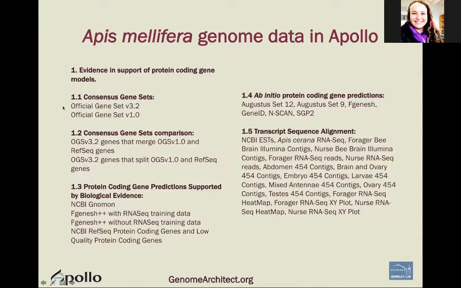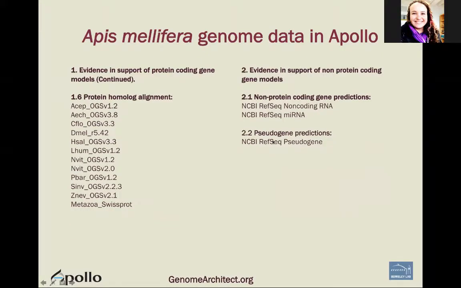There are several other lines of evidence. For example, there are some forager RNA-seq reads as well as nurse RNA-seq reads, which will become useful in this example as well. Those are listed under transcript sequence alignment and some other information for you to peruse.